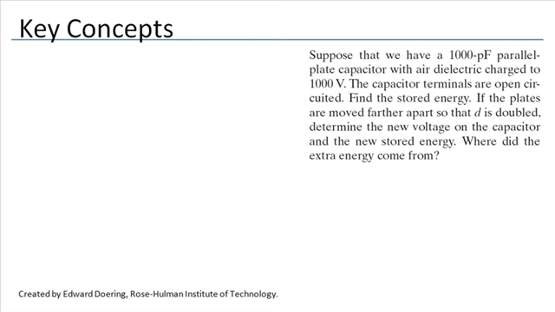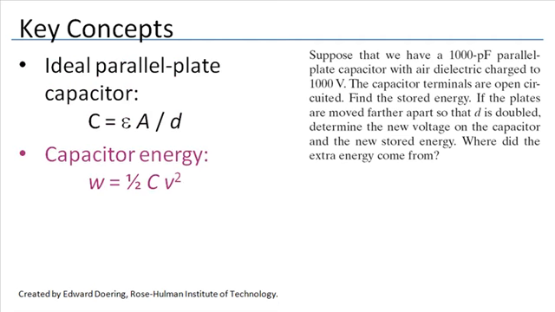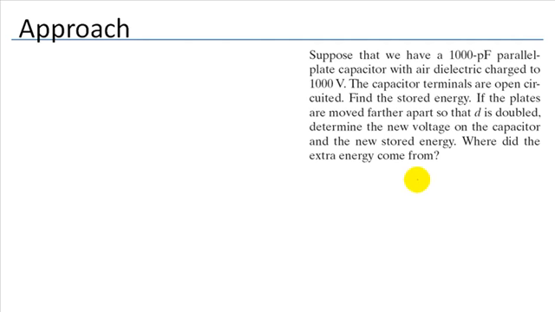In this problem, we're going to experiment with a parallel plate capacitor. The capacitance of a parallel plate capacitor is one equation that we will need. We'll also need to make use of the fact that capacitor energy is 1/2 capacitance times the square of its voltage. We'll also need to know that its charge is capacitance times voltage.